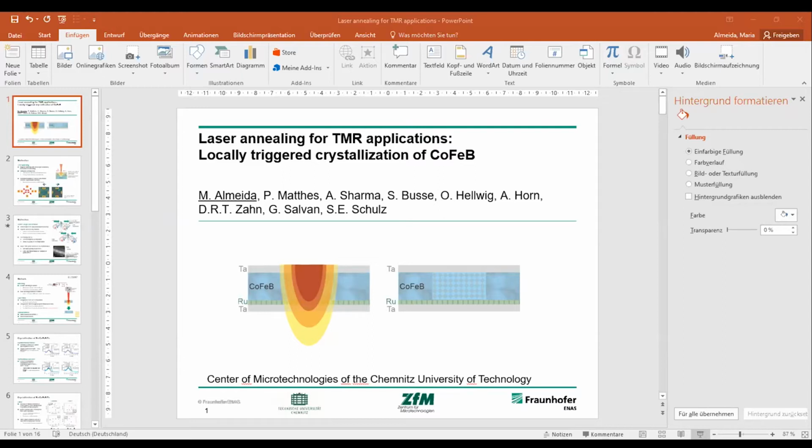And so, of course, this is known and has been studied in a lot of groups, but now we want to show that we can also use this laser method for crystallizing these layers locally.